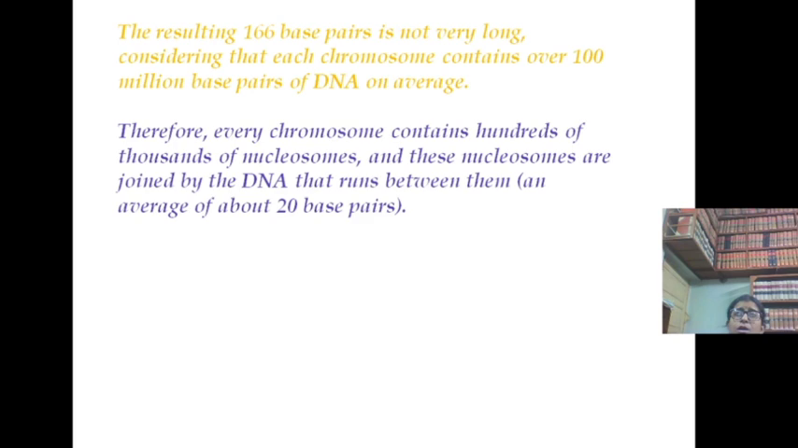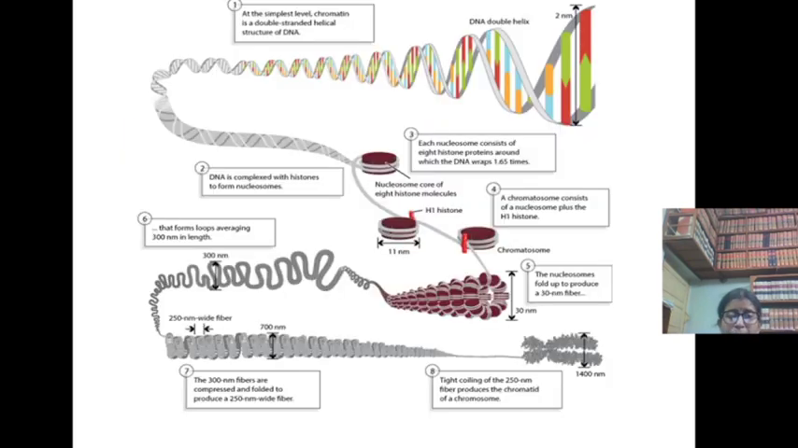Now we will go for further condensation. Yes? We will stop at the step up to which we have learnt, and then again study and come back to this picture. First, at the simplest level, you see the DNA double helix with 2 nanometer diameter. At the simplest level, chromatin is a double-stranded helical structure of DNA. Got it? Second step, DNA is complexed with histones to form the nucleosomes. So the nucleosome core has 8 histone molecules.